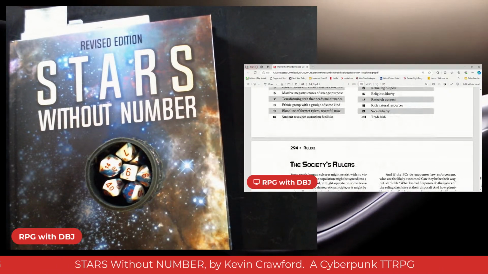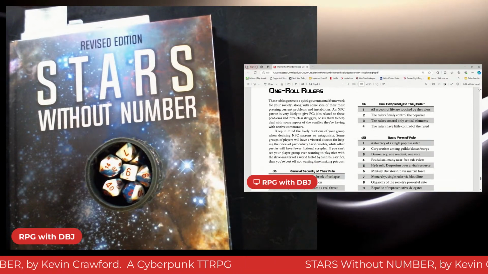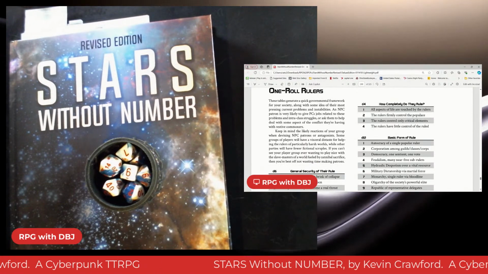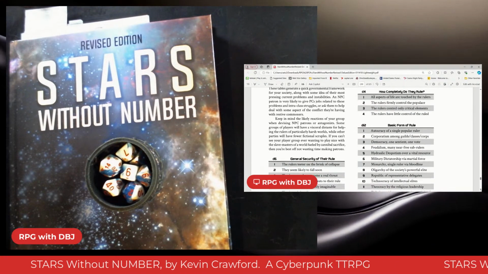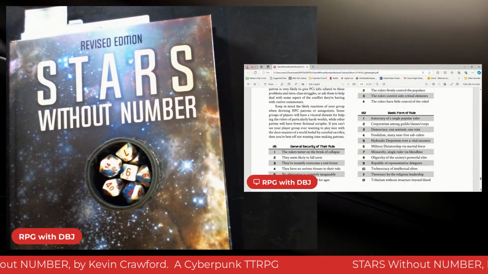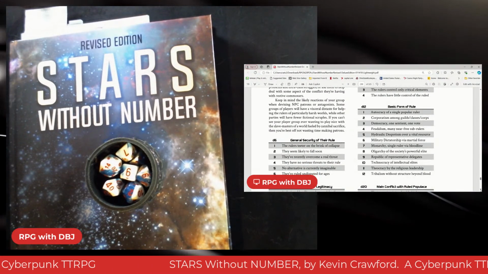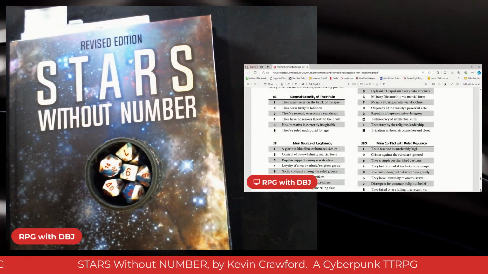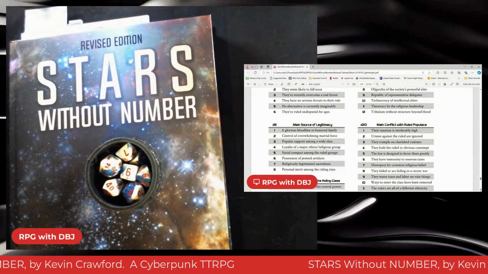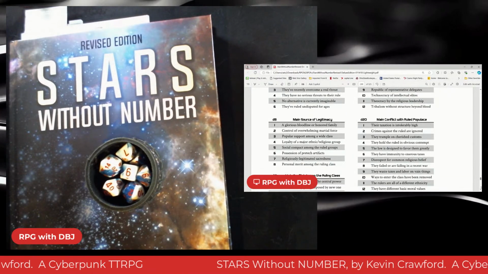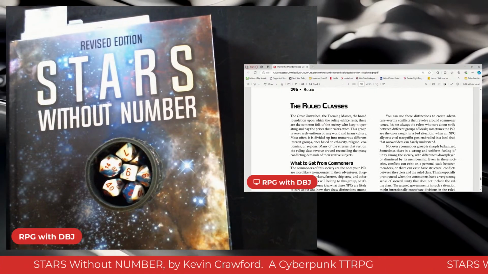So, society's rulers. One roll rulers. Who rules here, and what are details about them? How completely do they rule? Basic form of rule. General security of their rule. What else do they have? Main source of legitimacy, main conflict with the ruled populace, whatnot. And that table alone, main conflict amongst the ruling class.